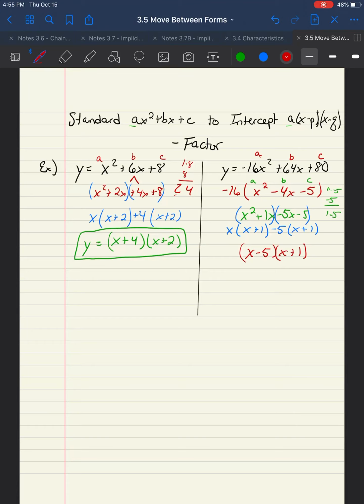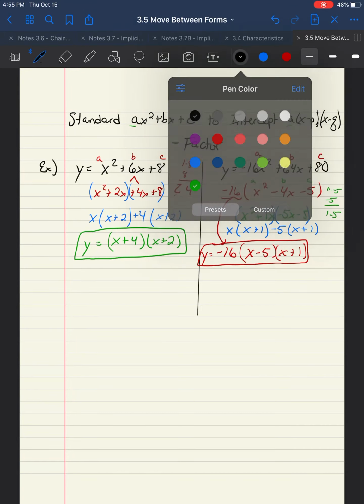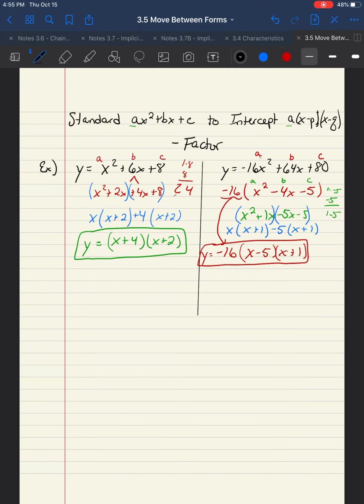After factoring, I know I kind of quit talking for a minute, sorry. But factoring was last unit. We should be decent at factoring at this point. So after factoring, I get x minus 5, x plus 1. But my intercept form says it's got to have the a in front. Well, we took a out at the beginning, so what do I need to include? This good old negative 16 in the front.